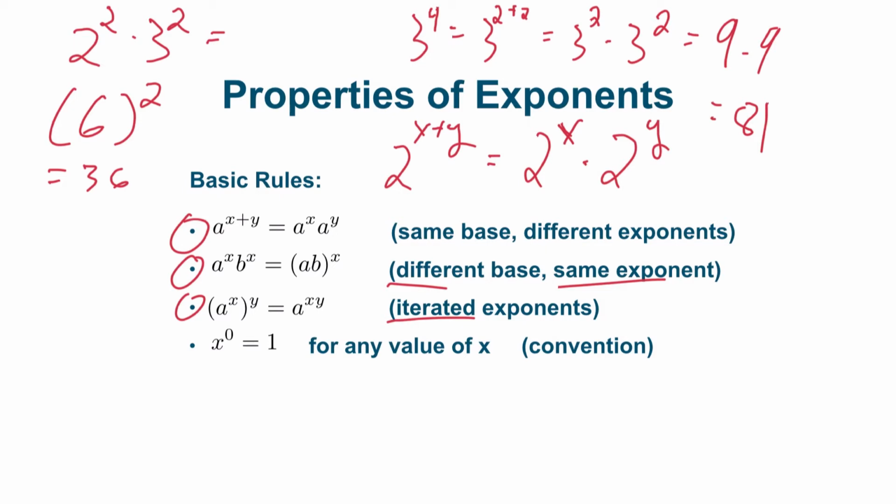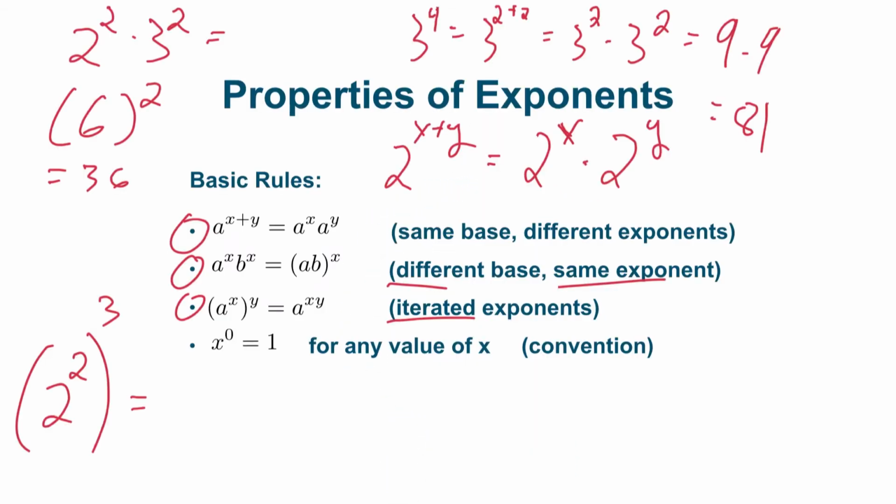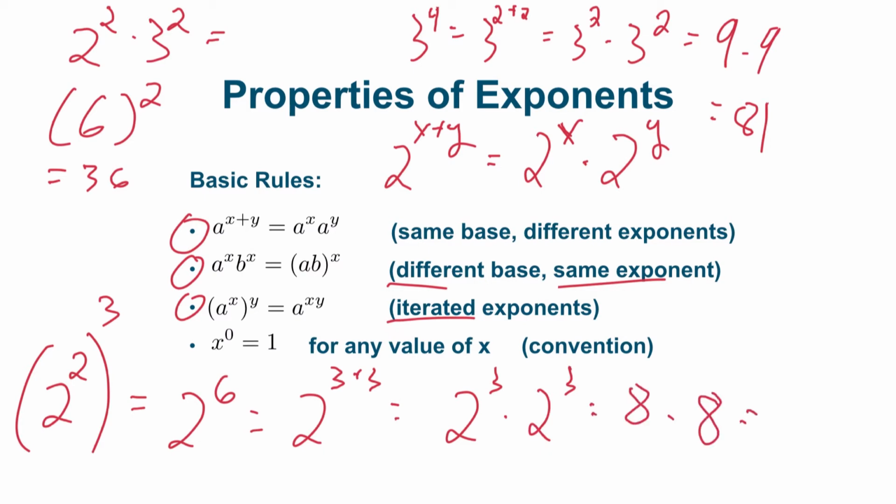So for example, 2 squared to the third could just be written as 2 to the sixth. And then we can continue to write this out if we want. This is 2 to the 3 plus 3. So that's 2 to the third times 2 to the third. So 8 times 8, so 64.